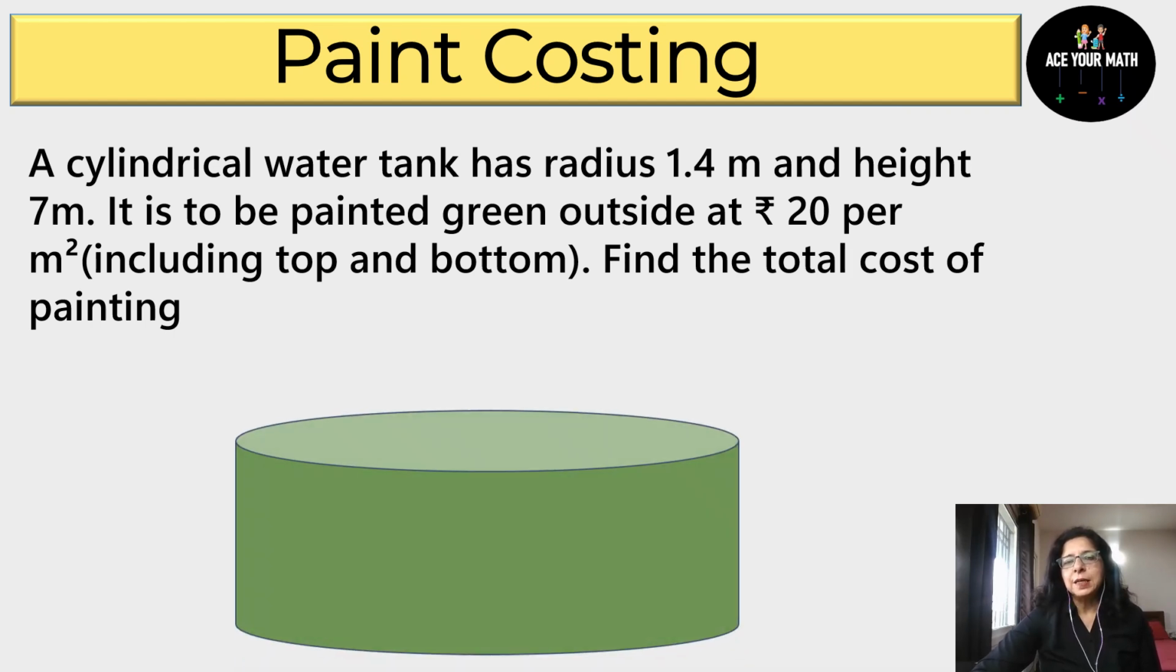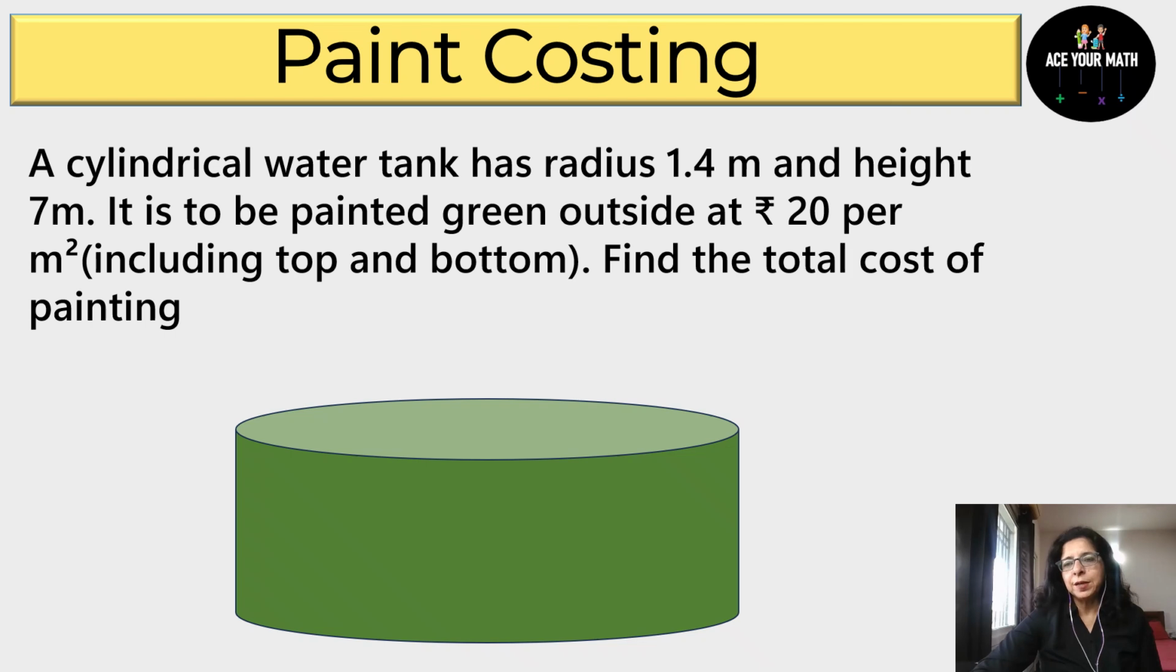So if you see, a cylinder is given and you have to paint it green as shown in the picture. You have to paint it fully, from top, bottom and curved surface. That is why you will consider total surface area. Radius is given to you 1.4 meter, height is also given to you 7 meter. So how to solve such a question? If you need to paint top, bottom and the curved surface area also, in that situation you will first calculate the total surface area of the cylinder. Then I will tell you how to find the cost of painting.